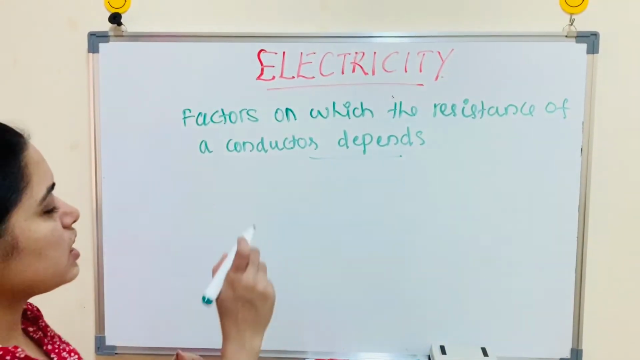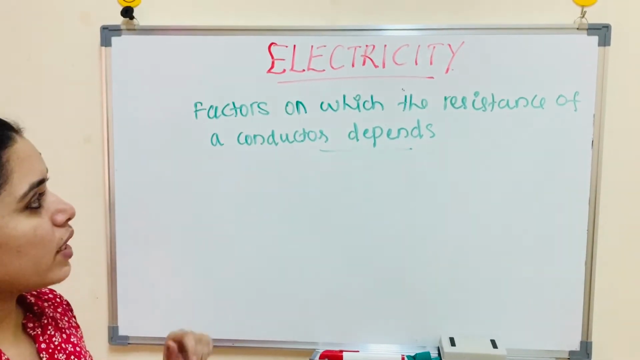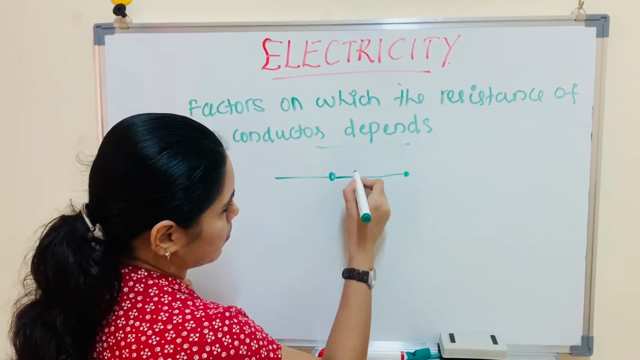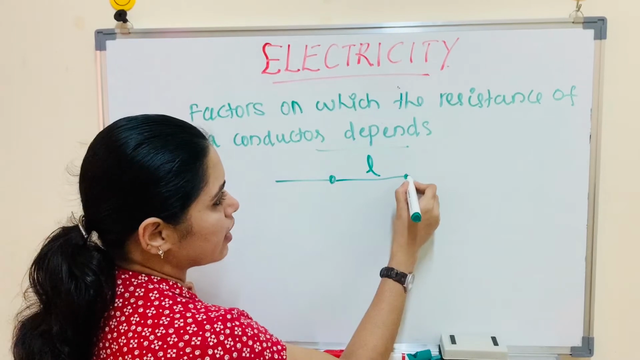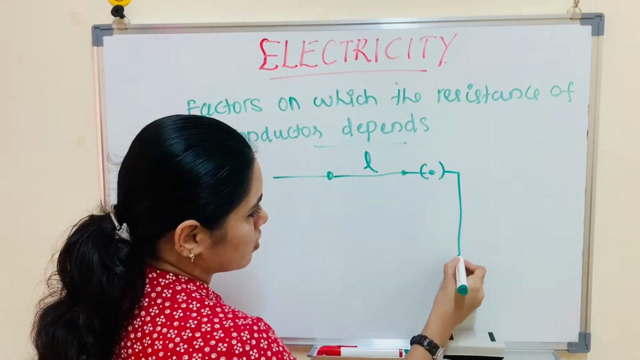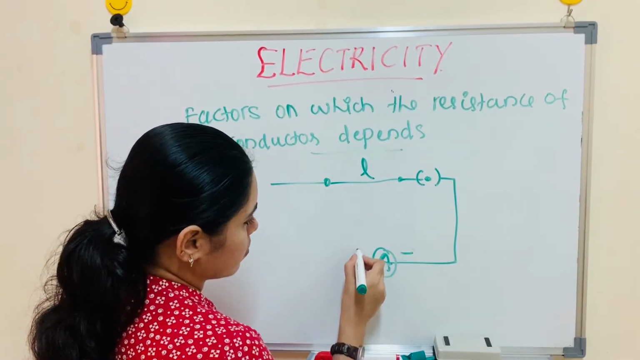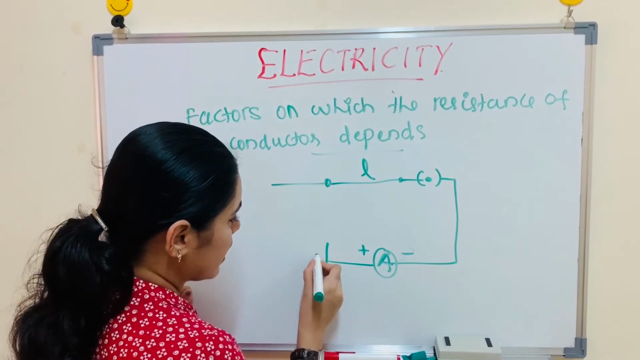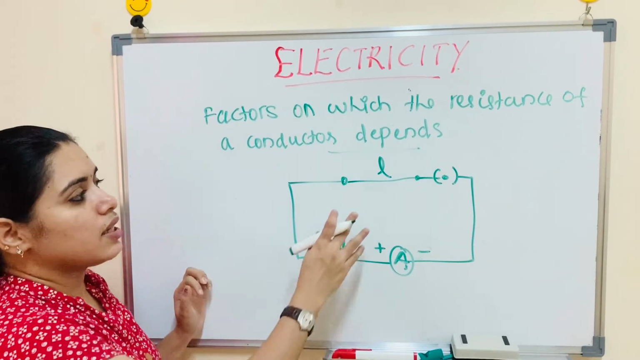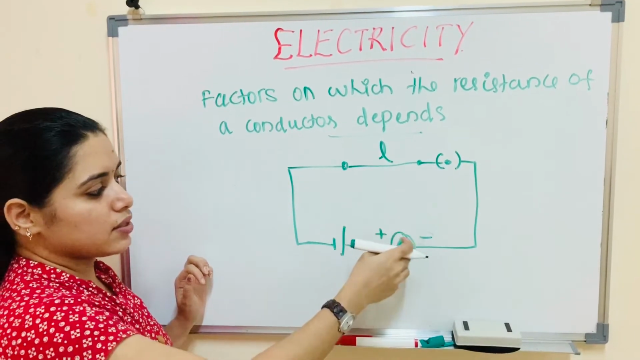Our next topic is factors on which the resistance of a conductor depends. For that we are doing an experiment. Consider this is a wire, a nichrome wire having length L, and here a key, we have an ammeter, here a cell. This is our circuit, and we are replacing this nichrome wire in each case, and we are noting the ammeter reading.